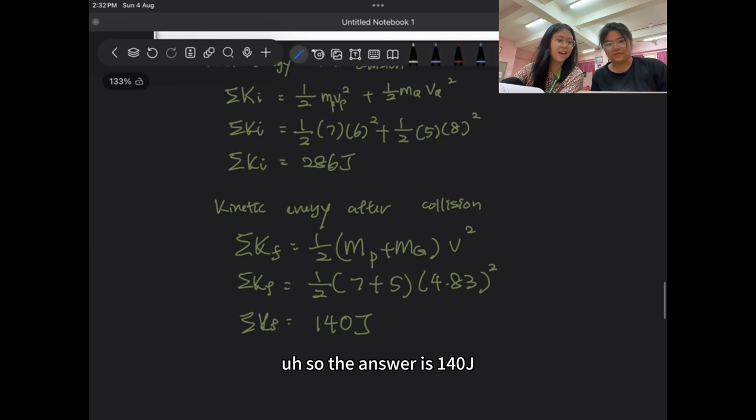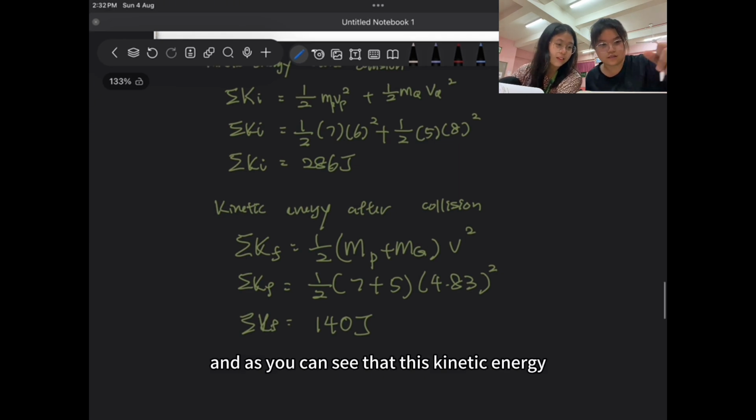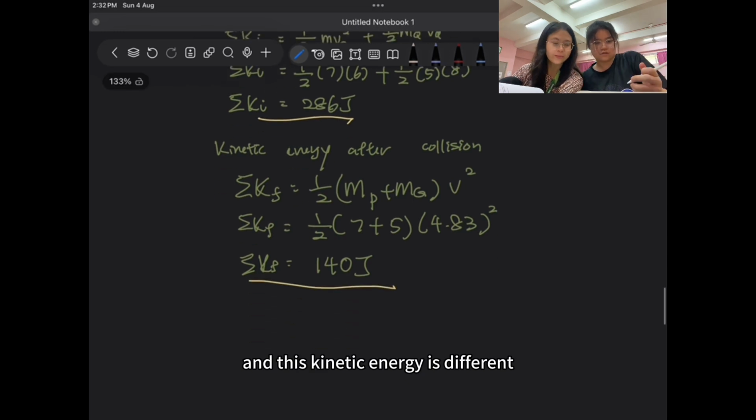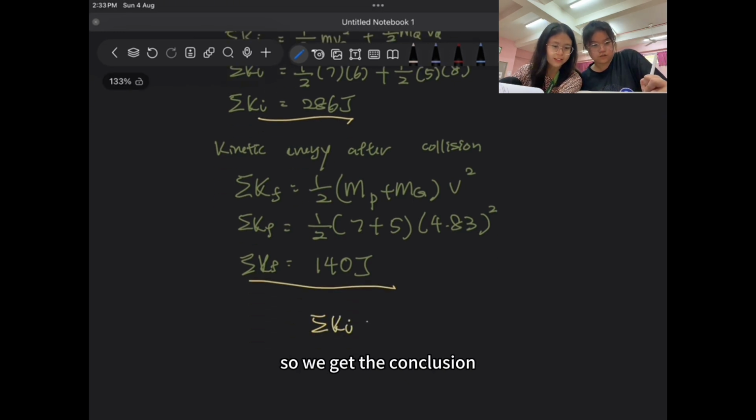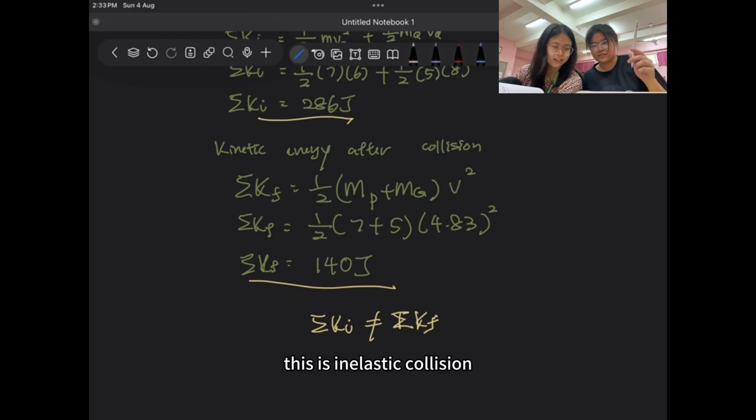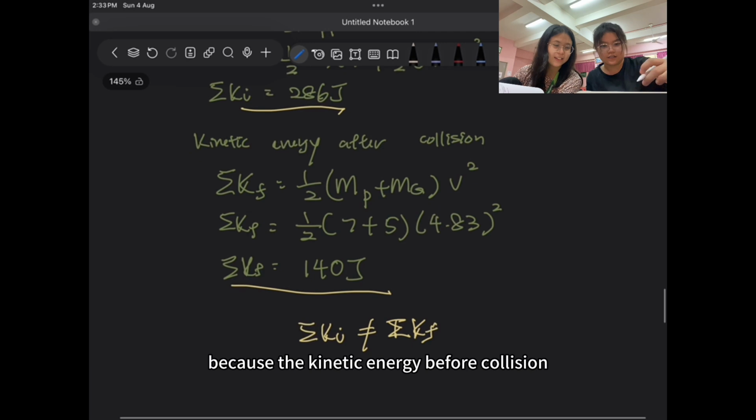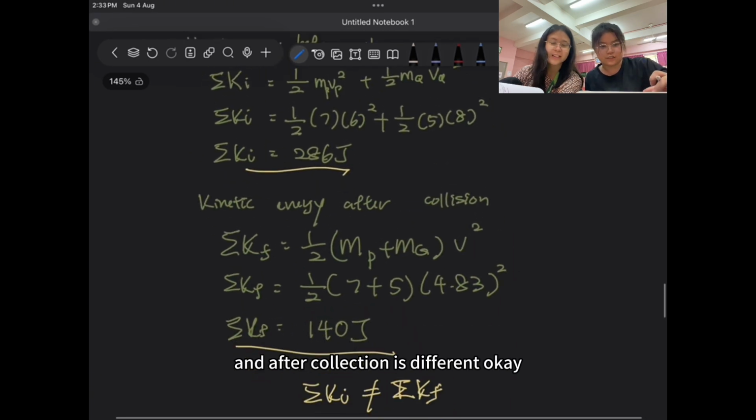As you can see, this kinetic energy and this kinetic energy are different. So we get the conclusion: this is an inelastic collision because the kinetic energy before collision and after collision is different.